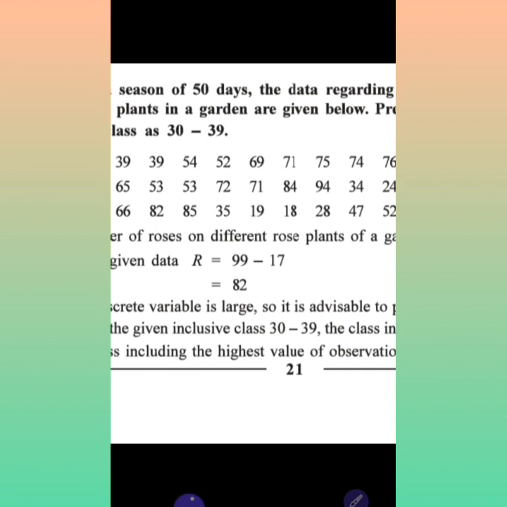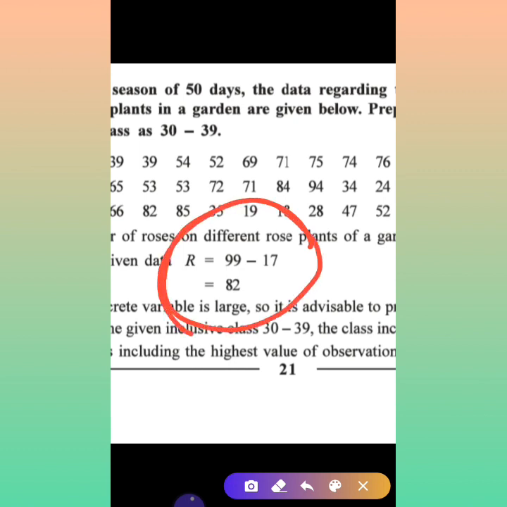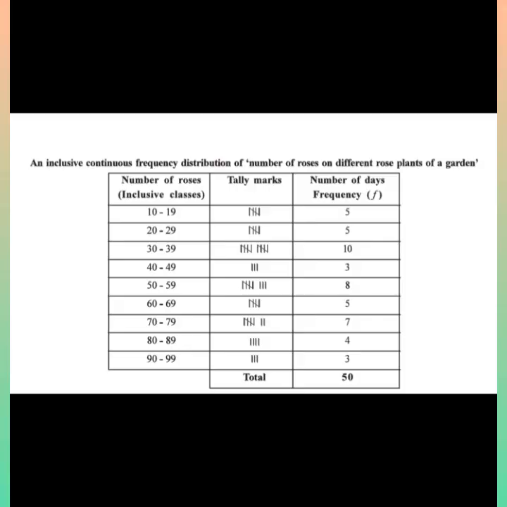So with the help of those numbers 99 and 17, we shall find out the range first. Your range is highest observation minus lowest observation. The highest observation is 99 and the lowest observation is 17. As you deduct 17 from 99, you will get the range 82. So over here your capital R is 82, that is, the range is 82.